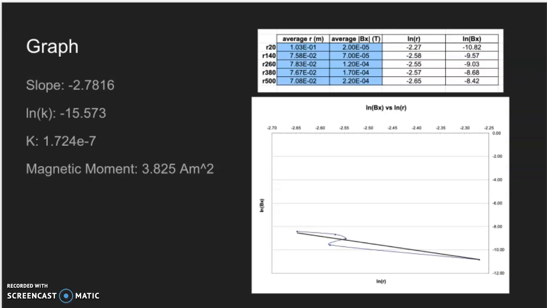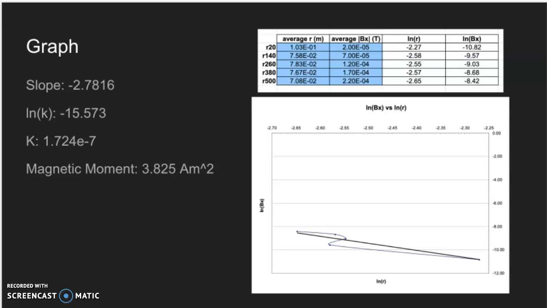Onto the graph of our data. The average distance for each magnetic field in the X direction was measured and then graphed, as you can see, and it is graphed as the ln of the magnitude of the field versus the ln of the distance between the magnet and the measuring device.